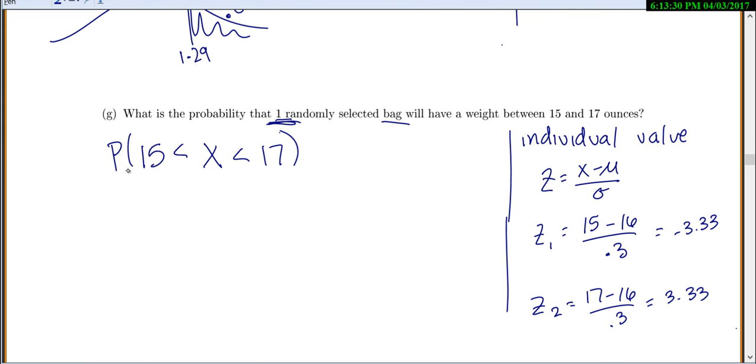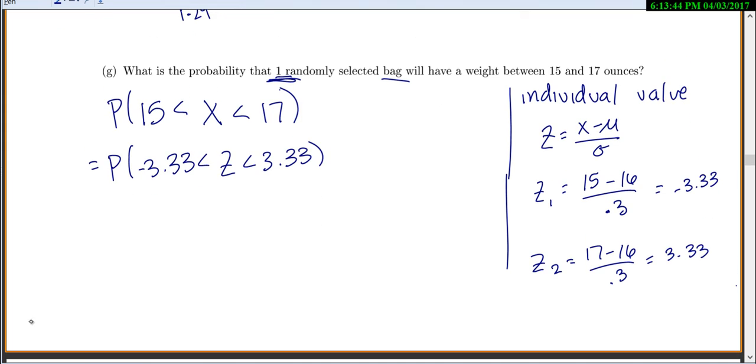So coming over here, I have the probability that x is between 15 and 17, and I'd switch that to the probability that z is between negative 3.33 and 3.33. And once you've standardized, you can use the normal table to find those areas. We're looking for the area in between these two numbers. Do you remember how we find the area in between two numbers when you're using a standard normal table?